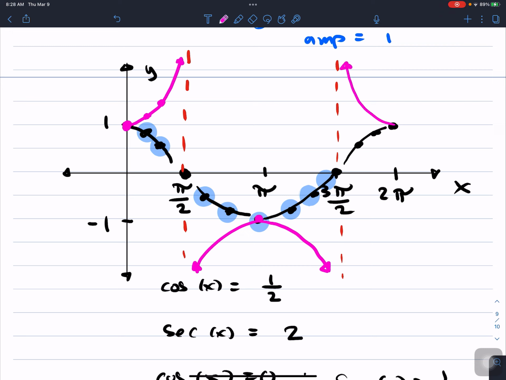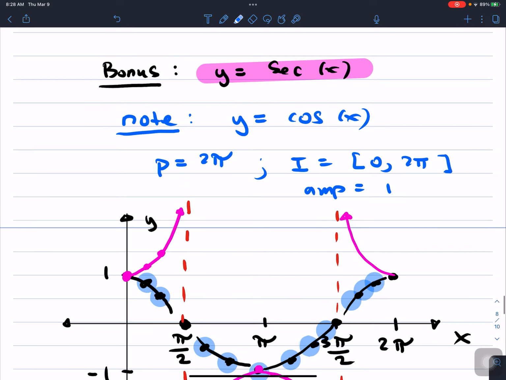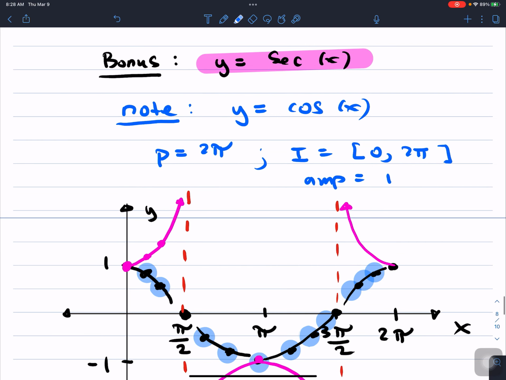So in pink, ladies and gentlemen, all my points here in blue, we take the reciprocals and now they're above? Yes. What I'm saying to you is, this is the famous graph of secant. Okay, you guys okay with that? That's what secant looks like.